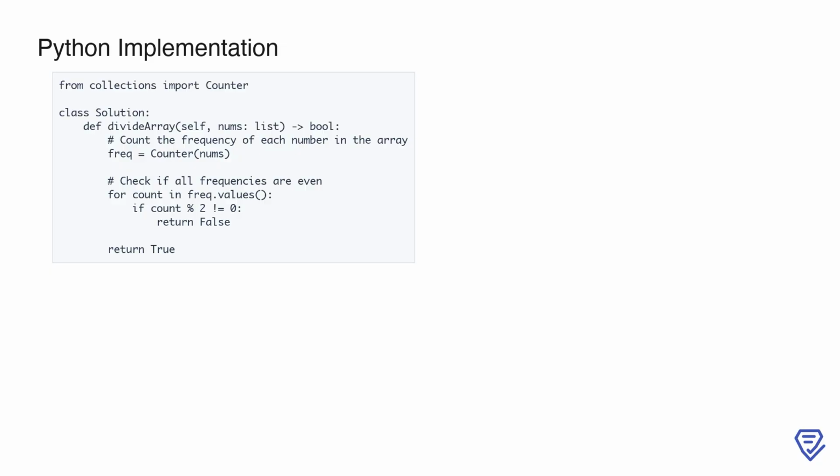Example. Input, nums equals 3, 3, 2, 2, 1, 1. Frequency equals {3: 2, 2: 2, 1: 2}. All counts are even, so the function returns true. Input, nums equals 1, 2, 3, 4. Frequency equals {1: 1, 2: 1, 3: 1, 4: 1}. Some counts are odd, so the function returns false. This implementation is optimal, concise, and handles all edge cases effectively.